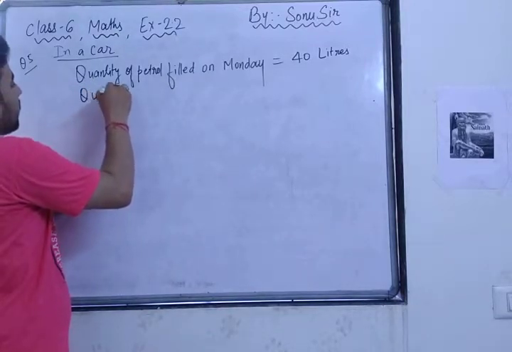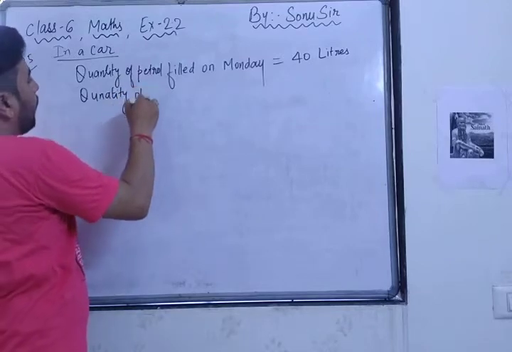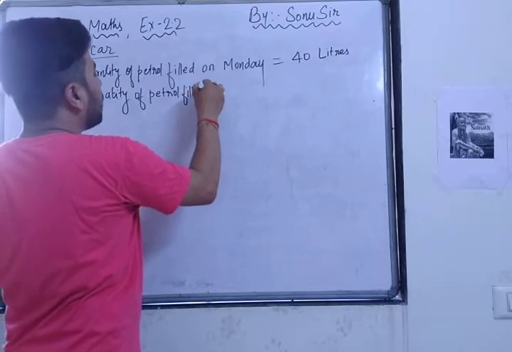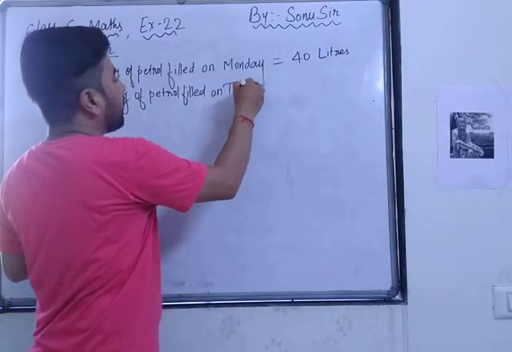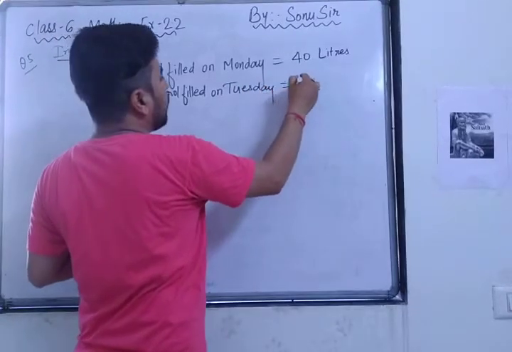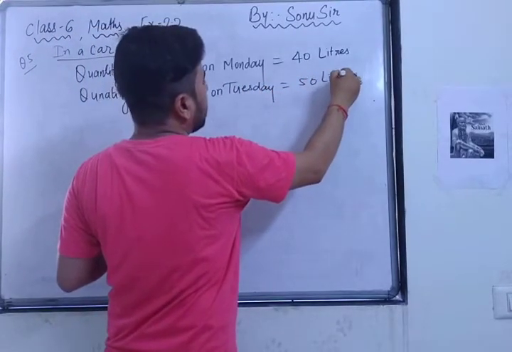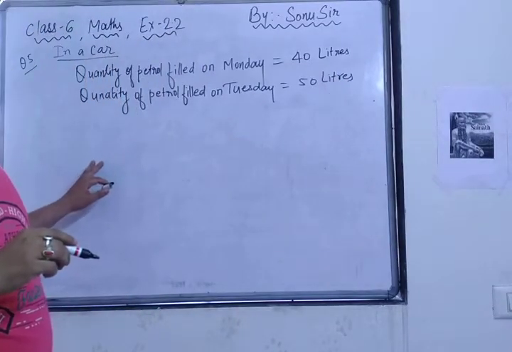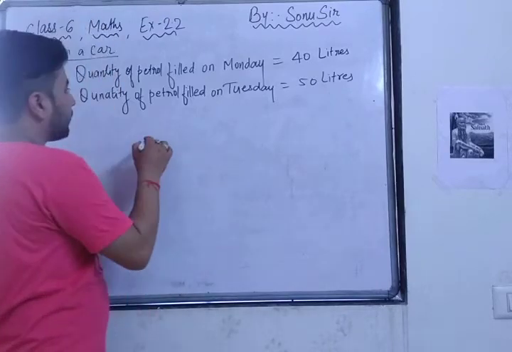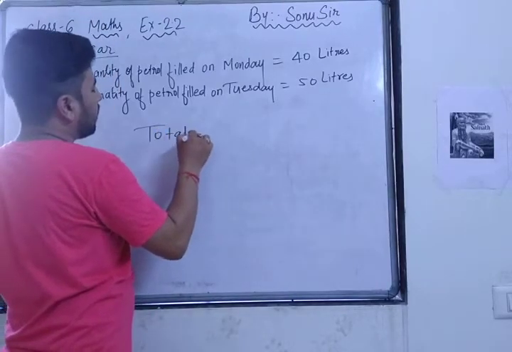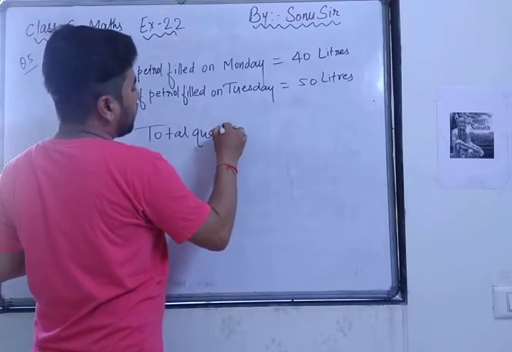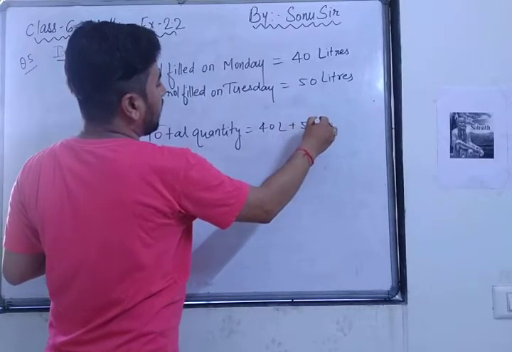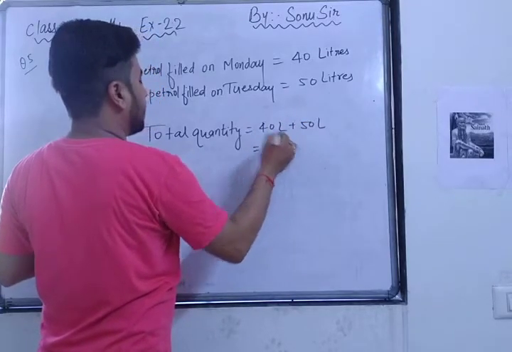Quantity of petrol filled on Tuesday is equal to 50 liters. Got it? So now only 2 days they have informed you. Now you have to do the sum. So total quantity is equal to 40 liters plus 50 liters. That is equal to 90 liters.